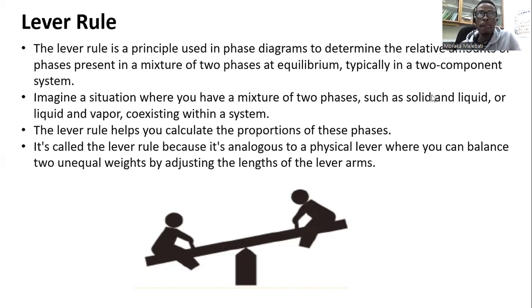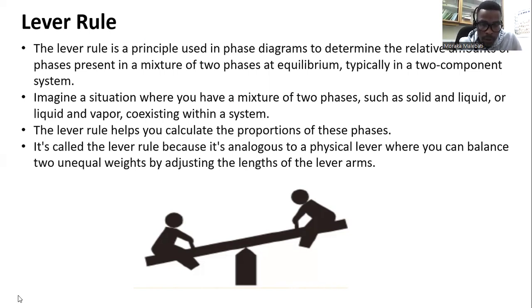So if, for example, I want to know the proportion of liquid and the solid, or the crystal, how much of the crystals do I have and how much of the liquid do I have, we use what we call the lever rule. I hope it makes sense.